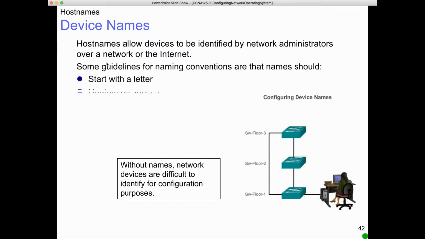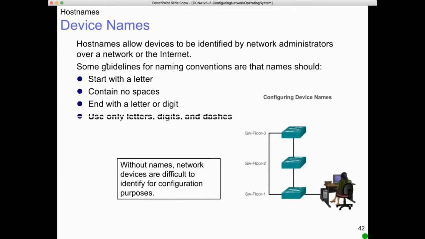So it has to start with a letter. Can't have spaces. Has to end with a letter or a number. In this case, they started with a letter, they ended with a number. They can use dashes, they can't use spaces. Letters, digits, and dashes only. 64 characters maximum length. In most of our labs, it's going to be R1, R2, S1, S2, things of that nature.